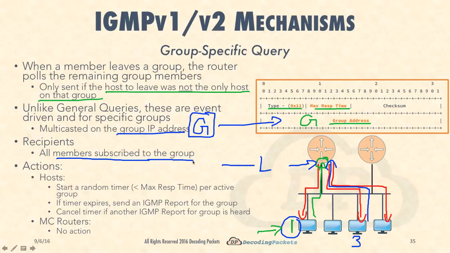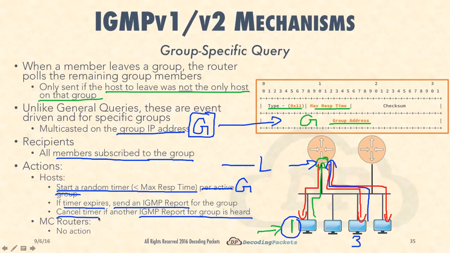And what happens here is pretty much similar to what happens for a general query. The host starts a random timer, less than max response time. And this would not be per active group. It would only be for that G. Timer expires, send an IGMP report. If you hear another IGMP report, cancel the timer. So we went through the mechanics of it in the general query discussion, but this is essentially what's happening. You need one report to go up for that particular group.